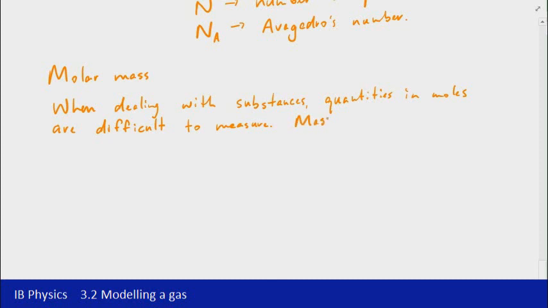On the flip side, though, mass is quite easy to measure. So if we're looking at measuring the quantity of gas, we can just place the container on a set of scales, measure what it is when it's got the gas in it, take the gas out and measure what it is without the gas, and then you can find what the mass of the gas would be. So if we then know what the mass of 1 mole of the substance is, the mass of 1 mole is known as the molar mass.